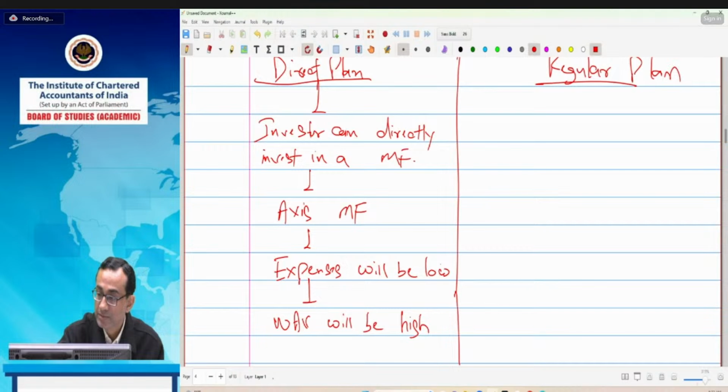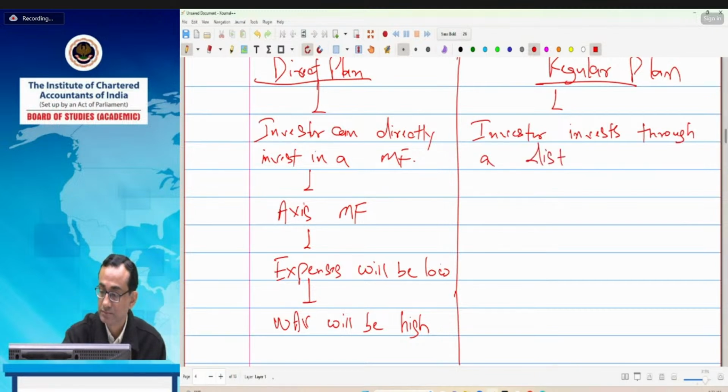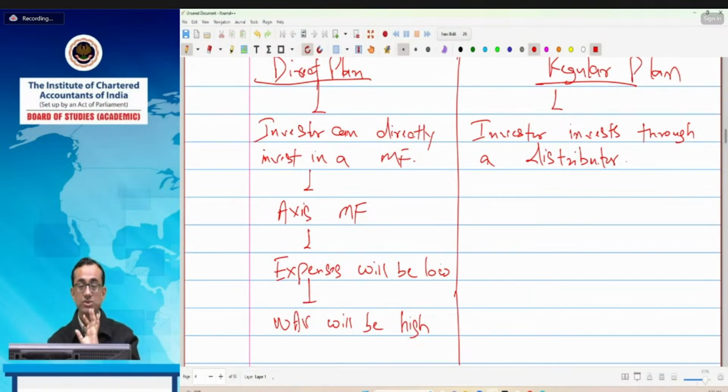Now, in case of a regular plan, the investor invests in a mutual fund through a distributor. These distributors actually have to be registered themselves with the Association of Mutual Funds, AMFI, which I have just mentioned. The reason is that if one wants to check the genuineness of a particular distributor, one can go to the AMFI site and check whether a particular distributor is registered with AMFI, the Association of Mutual Funds, or not.